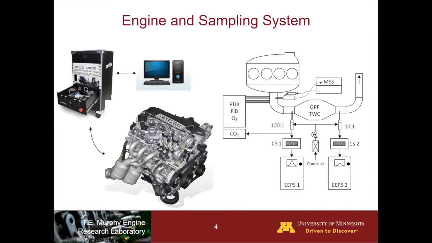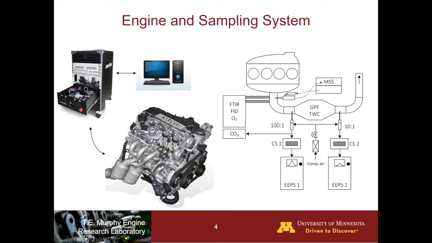The sampling system included an AVL emissions bench, so FTIR, FID, O2 analyzer, and secondary CO2 analyzer for measuring gas phase species. And then the particle instruments included a microsoot sensor at the engine out sample location, and then tandem EEPs upstream and downstream of a three-way catalyst wash-coated GPF, measuring just solid particles.